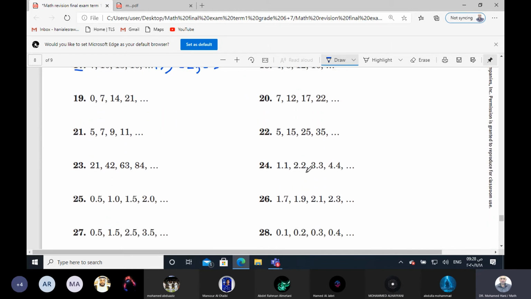Here, the relationship in number 24: we have 1.1, 2.2, 3.3, so the relationship will be plus 1.1. So the next term, 4.4 plus 1.1 will be 5.5. Now 5.5 plus 1.1 will be 6.6. 6.6 plus 1.1 will be 7.7. And all the exercises here have the same idea.